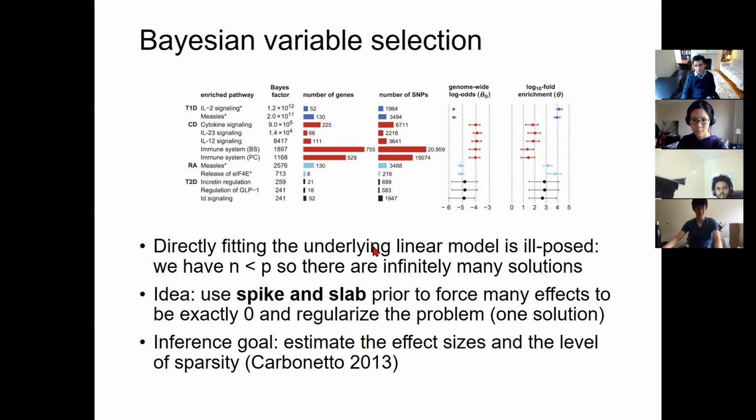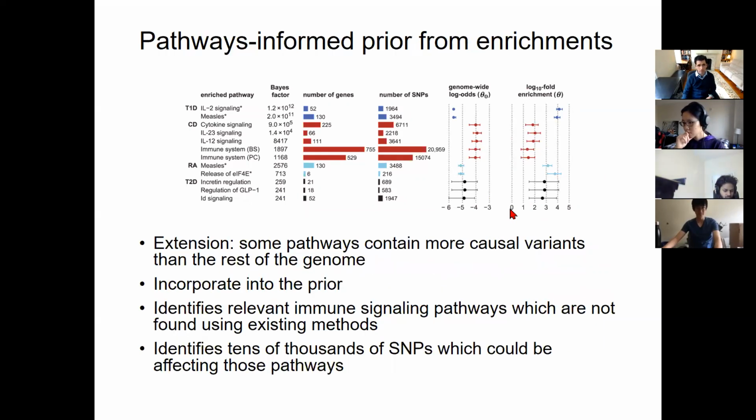So then the question is, can we systematically prioritize those SNPs that fall in these phenotypic subclasses in order to boost our power? And the idea is to directly fit the underlying linear model so that there's concentration with these spike priors in these phenotypic classes. And then there's these more flat priors outside these phenotypic classes to basically force many effects to be zero and to regularize the problem. And the goal is to estimate the effect size and the level of sparsity, both within and outside these phenotypically concentrated loci.